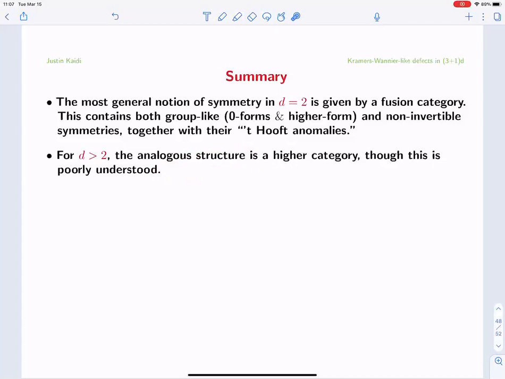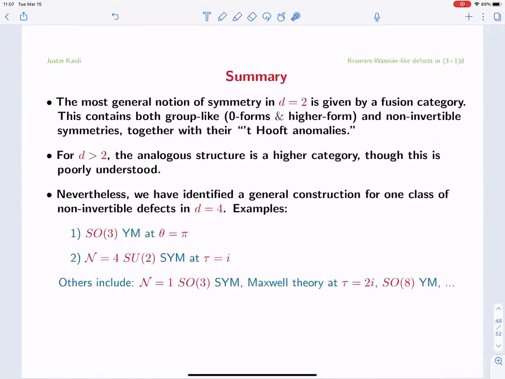I contented myself with just understanding some interesting fusion rings. In particular, I gave you a general construction for one class of fusion rings which generalized the Ising category in 2D. I gave you explicit examples of SO(3) Yang-Mills at theta equal to plus or minus pi, and N=4 SU(2) super Yang-Mills at tau equal to i. There are other examples as well, which include N=1 SO(3) super Yang-Mills, Maxwell theory at tau equal to 2i, SO(8) Yang-Mills, and so on and so forth.